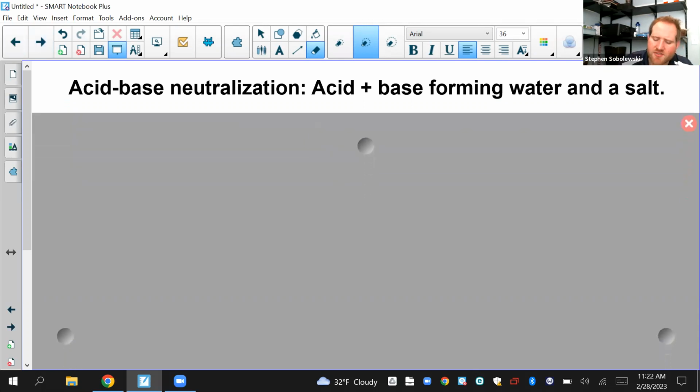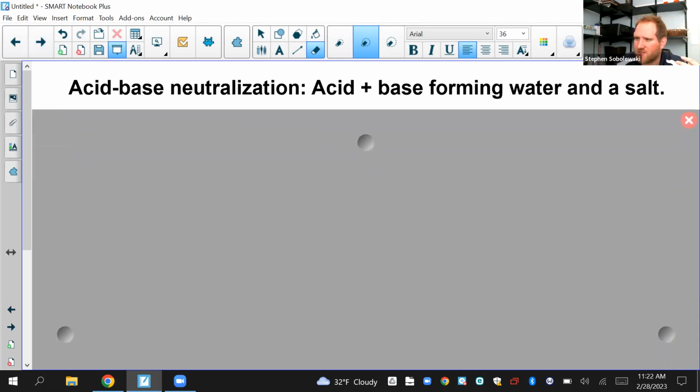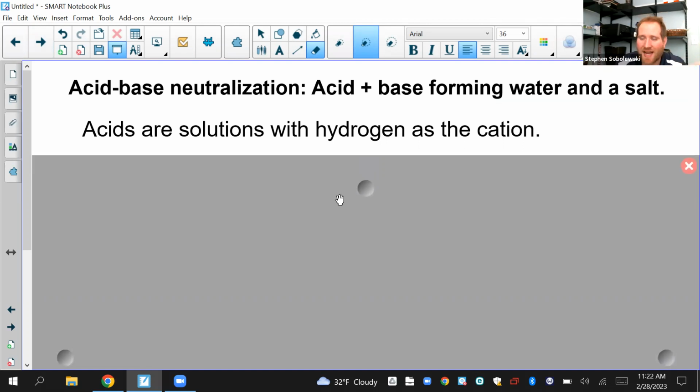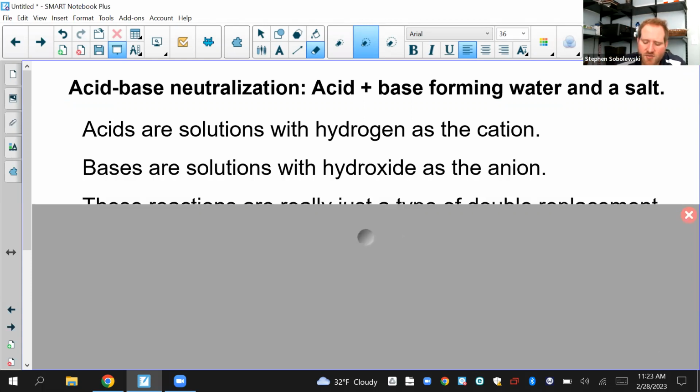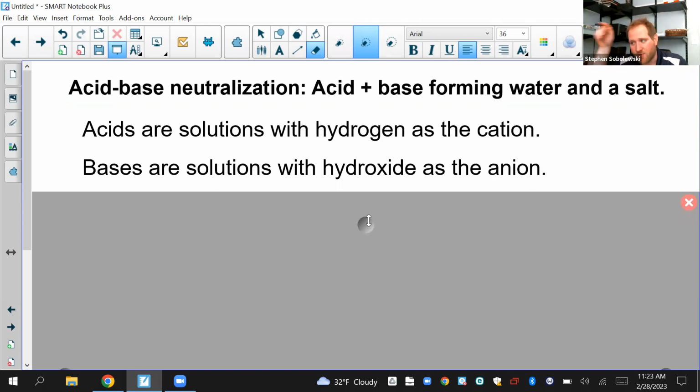So how do you tell what these are? Like, how can you look at something and tell it's this? Well, acids are solutions with hydrogen as a cation. So HCl aqueous, H2SO4 aqueous, H3PO4 aqueous. These are all going to be acids. So look for H on the front of it. For bases, look for hydroxide on the back end of it. Hydroxide is OH with a charge of minus. So if you see NaOH aqueous, base. If you see SrOH2 aqueous, base.